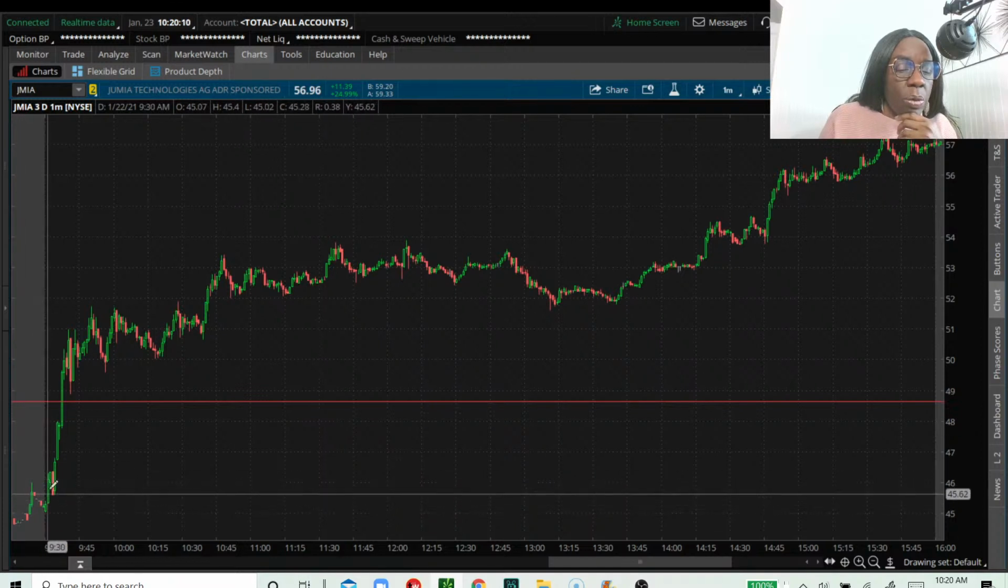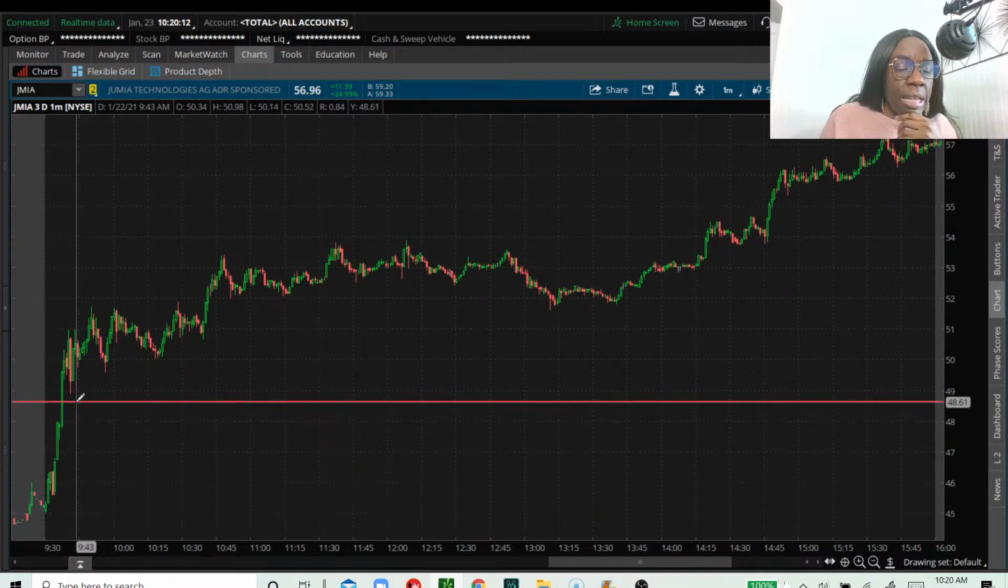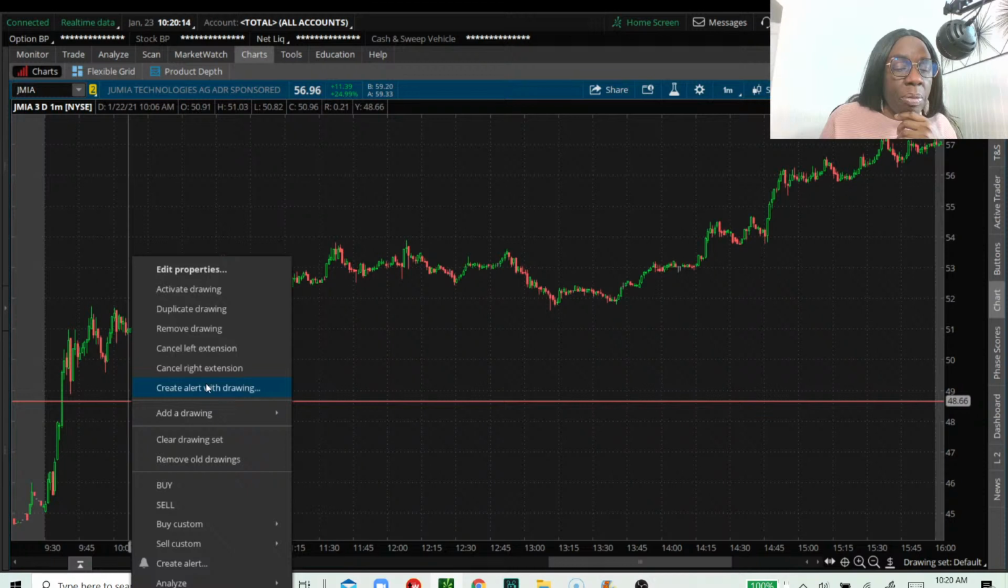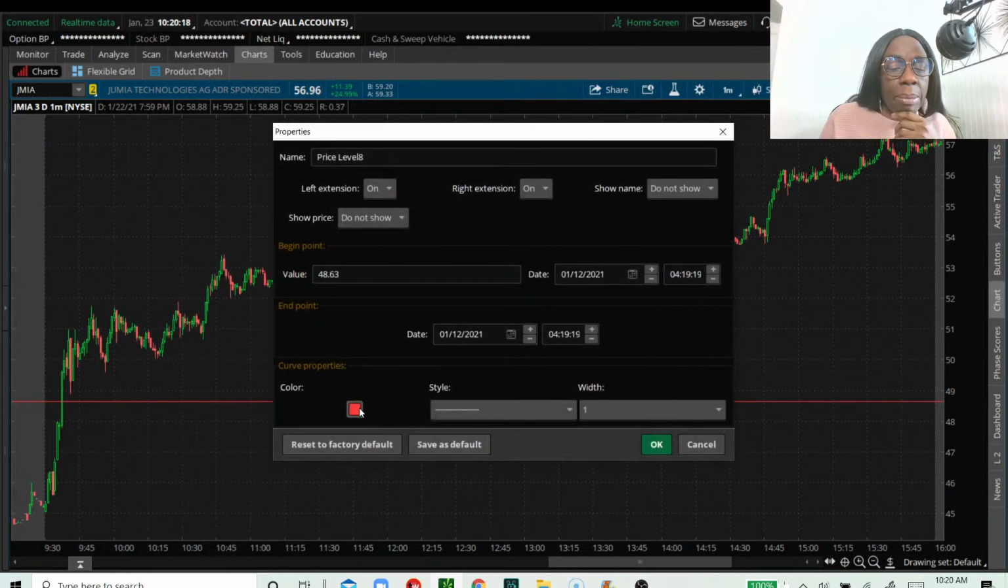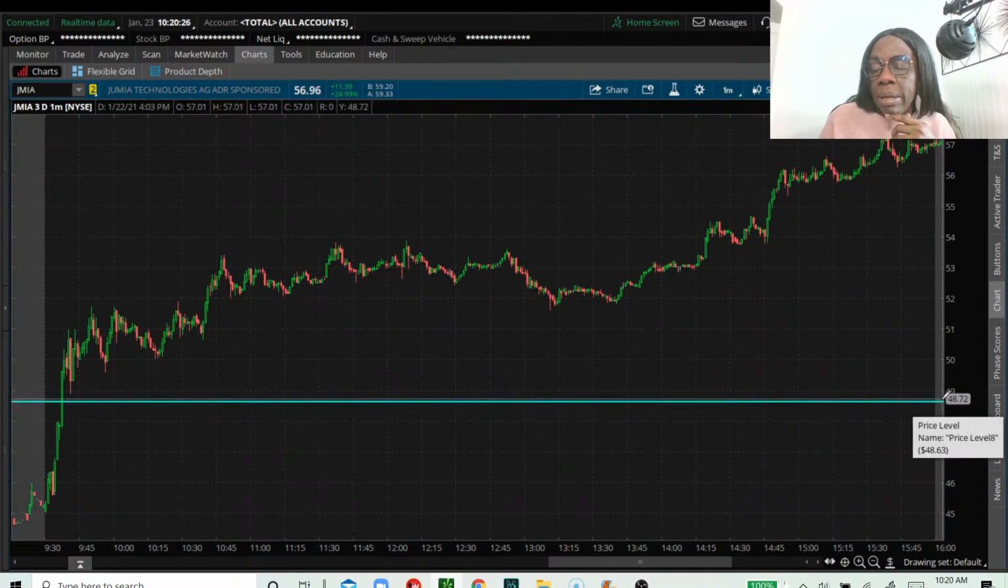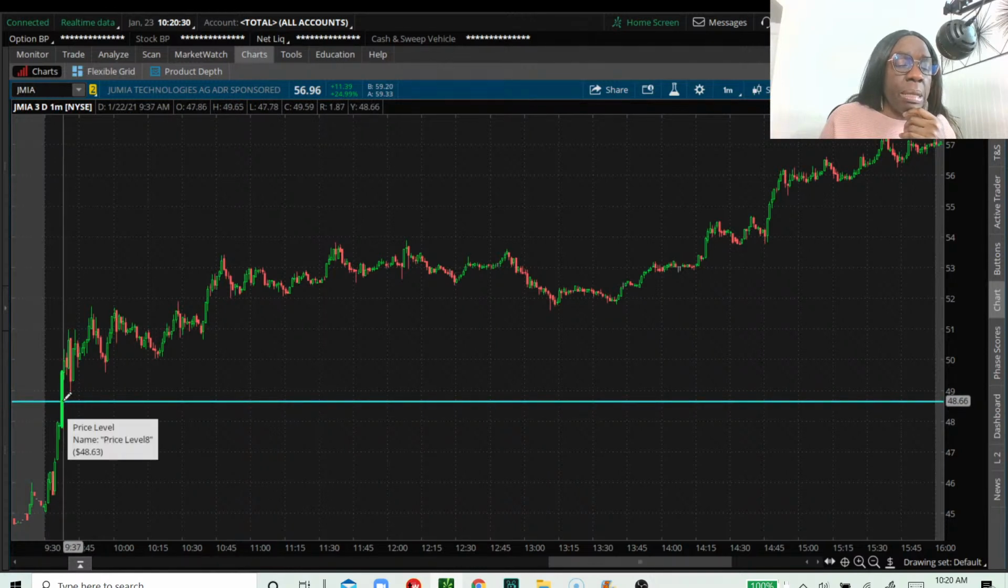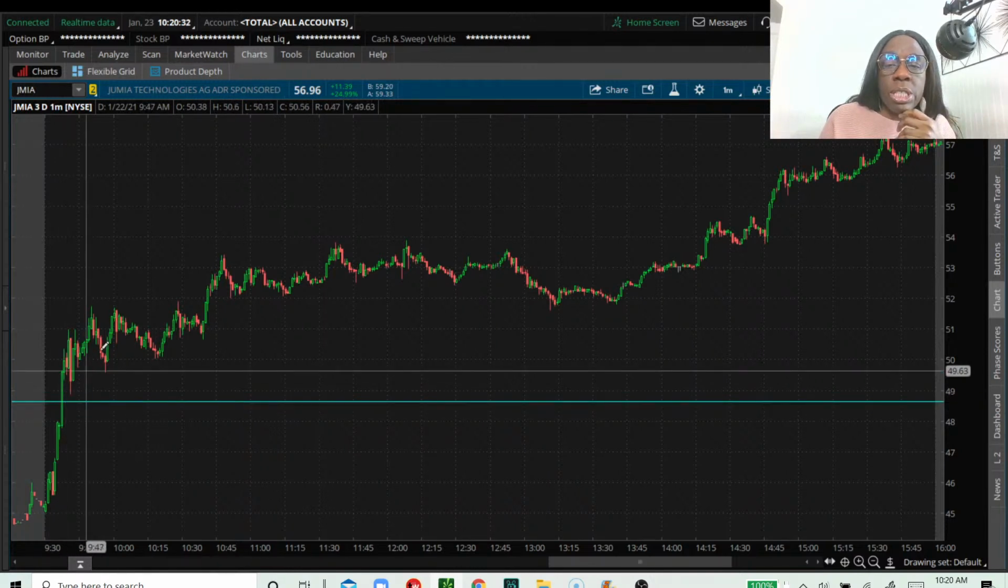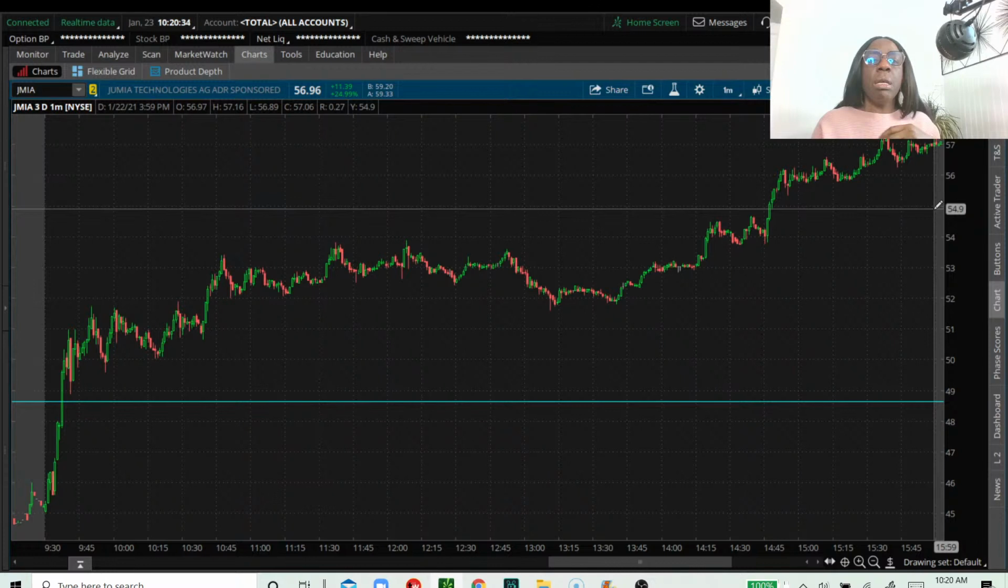The market opens and this is the level I'm looking at. The minute price action breaks above this level, I'm entering the trade. That's going to be a good trade because this is the highest point that JMIA has ever been, $48. The minute it breaks above it, boom, you pick up some shares and you're sitting pretty for the rest of the day.